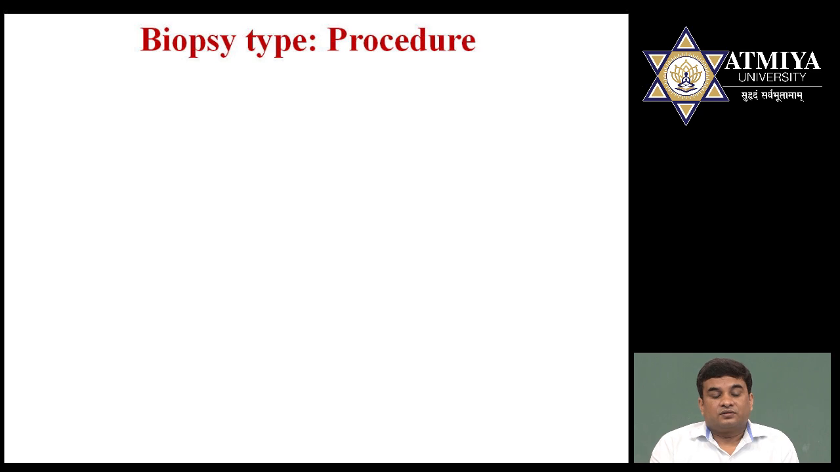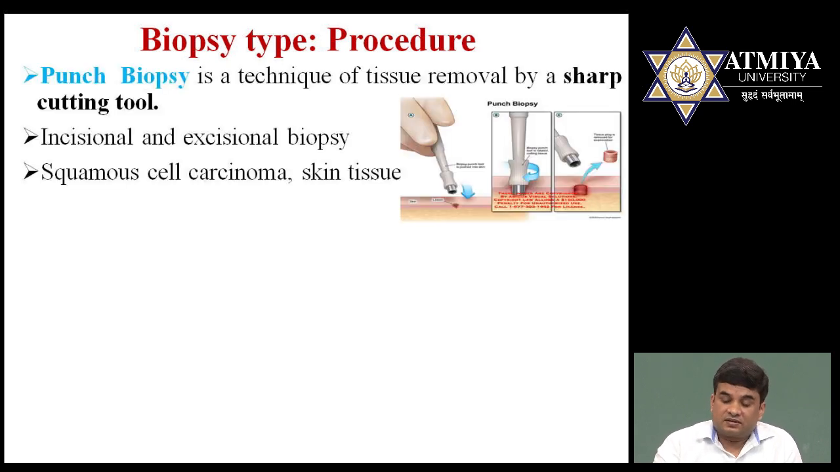Now I will also discuss the procedures to differentiate different types of biopsy. What are the methods of collection? If you see the punch biopsy, this is the most common technique. It is a punching type machine. You just have to press and rotate, then the tissue will come out, correct?